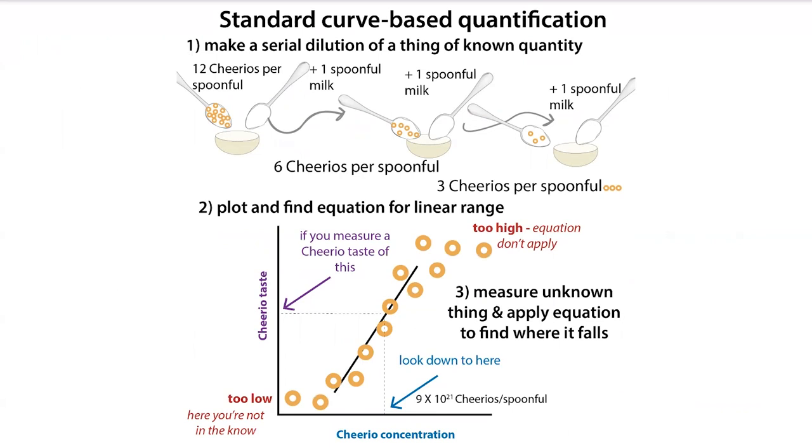So to review, start by making a serial dilution of a sample of known quantity. Try to get a broad enough range so that it's going to encompass the concentration of the thing that you want to measure. But keep in mind that you can only go as far as the data remains linear. If you are above or below the limit of your measurement technique, or above or below the range in which there's a direct linear relationship, then you can't use that data. When you calculate your fit equation, you can only use the data in the linear range, and you need to make sure your sample is within this linear range and within the range that's covered by the data.